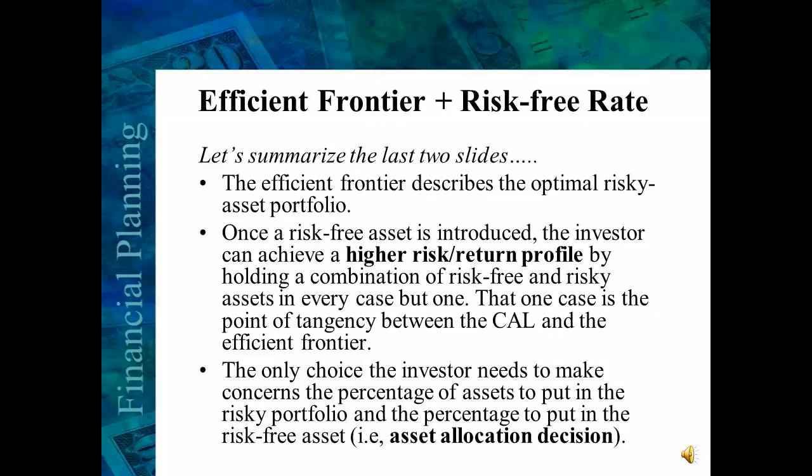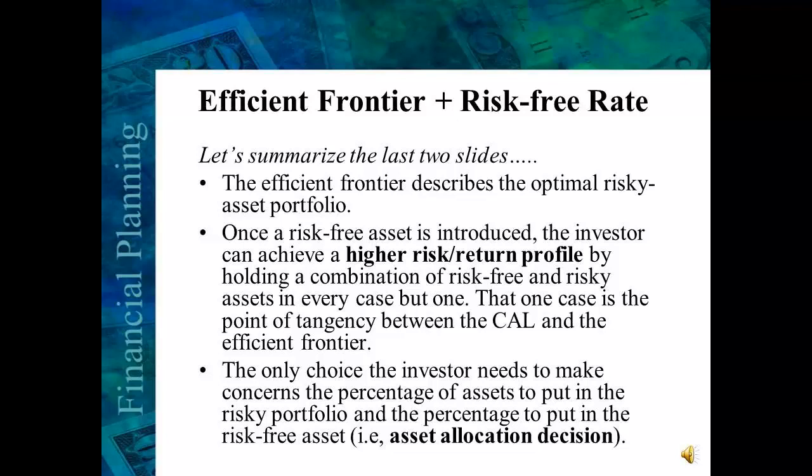Let's summarize the last two slides. The efficient frontier describes the optimal risky asset portfolio. Once a risk-free asset is introduced, the investor can achieve a higher risk-return profile by holding a combination of risk-free and risky assets in every case but one, and that one case is the point of tangency between the capital allocation line and the efficient frontier.